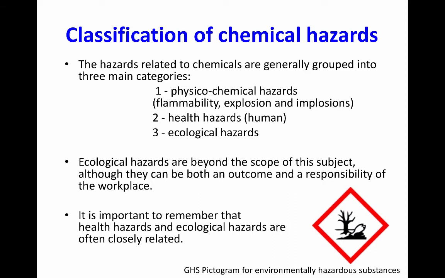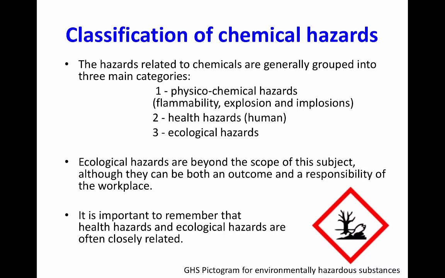The hazards related to chemicals are generally grouped into 3 main categories. First, physico-chemical hazards of flammability, explosion and implosion. Next, health hazards, which generally affect human beings. And then finally, ecological hazards, which affect the environment. In this module, we'll mainly be concentrating on the physico-chemical hazards. In upcoming modules, we'll deal with chemical hazards which are harmful to human beings.